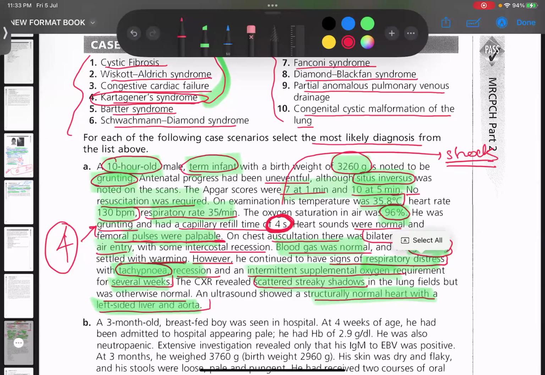Seeing all this, the liver on the left side, aortic arch left, it becomes pretty clear. Otherwise, if these things were not there, then maybe we can think of congenital cystic malformation or something else, any kind of lung disease. We could have thought about that. You're right. Because it was made so clear with all the scans and the ultrasound findings, this is most likely a case of Kartagener syndrome presenting to us with pneumonia. Okay. Next one.